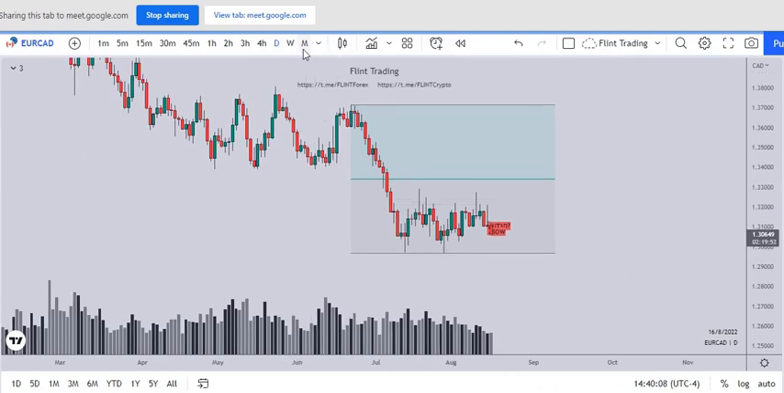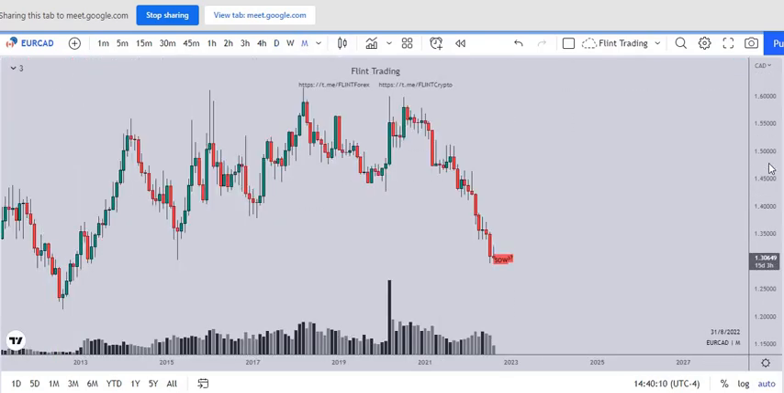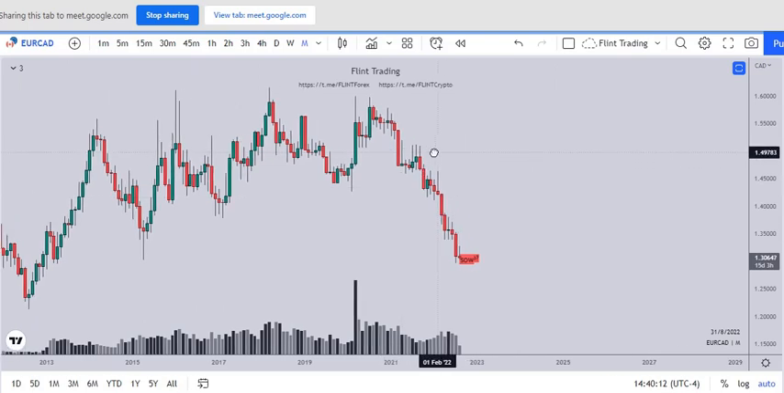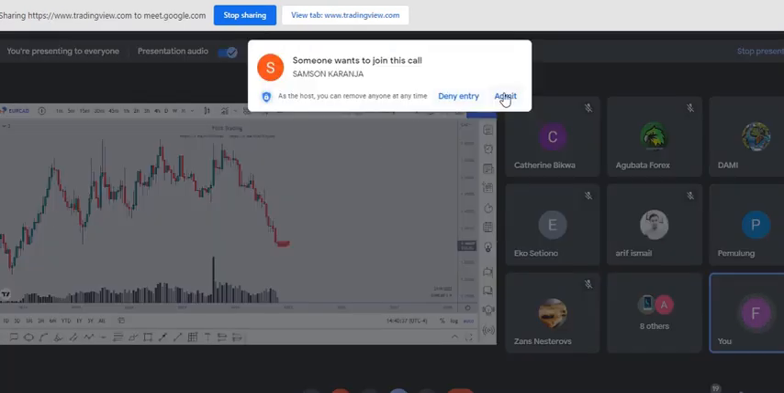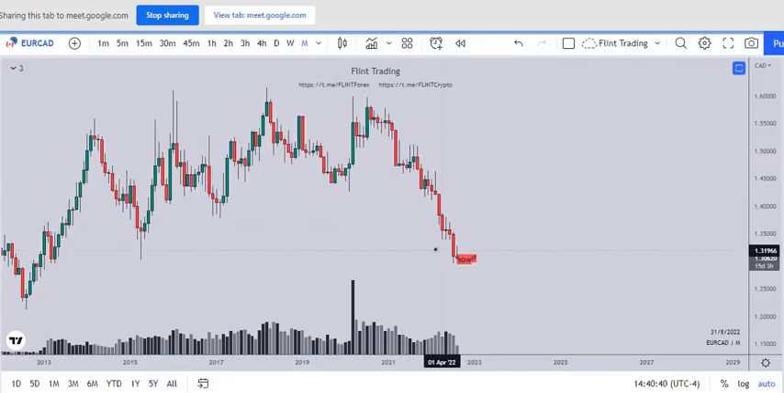Starting from the monthly, as you can see right here, the price was pushing upside, but at this point the price broke structure to the downside and flipped this demand zone right there, and the momentum was quite strong afterwards. So the last month's candle was quite good. It has some good momentum within there.